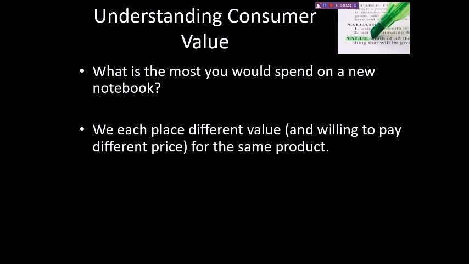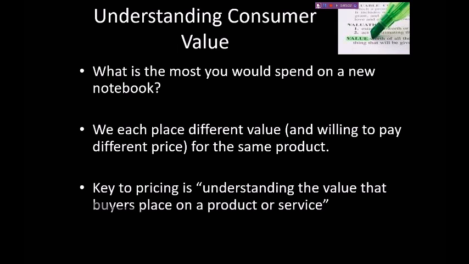You probably both came up with different answers. Every person places a different value and a different amount that they're willing to pay for the same product. So everybody's willing to pay a different price. The key to putting a price on a product is understanding the value that the buyers place on that product. So maybe a new notebook is more important to me than it is to you, so I would be willing to pay more. The business needs to know that the consumer would be willing to pay more for that product. Therefore, they can make the price higher.